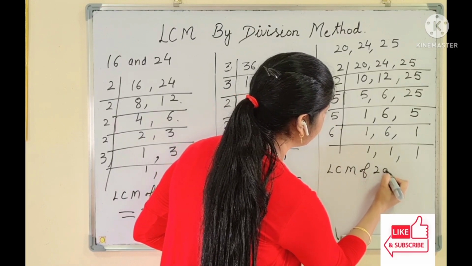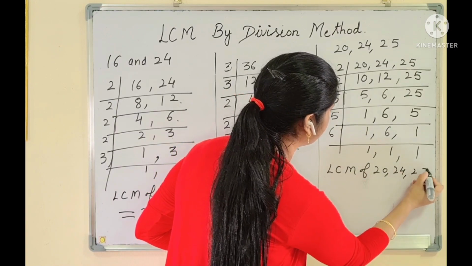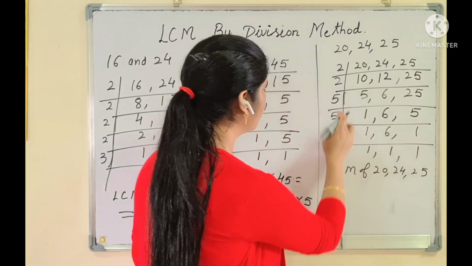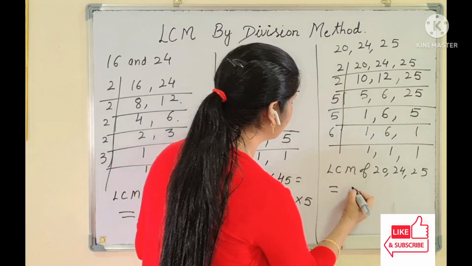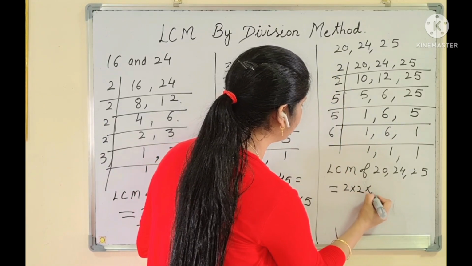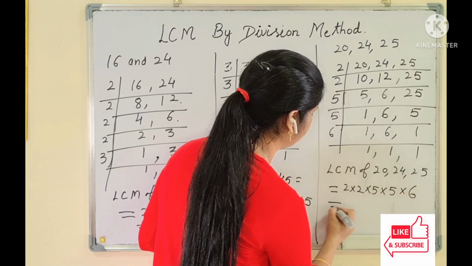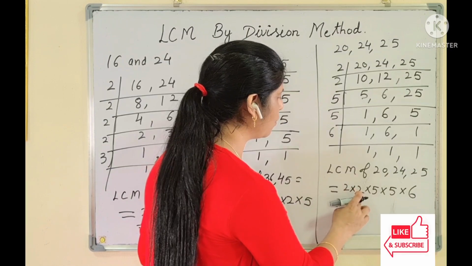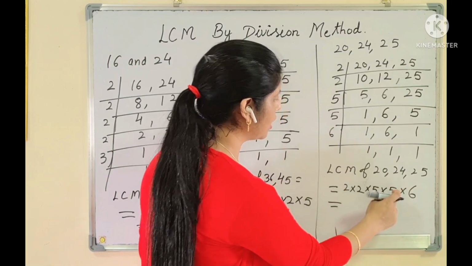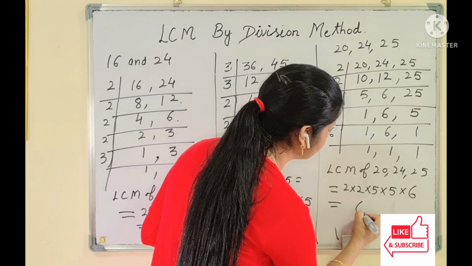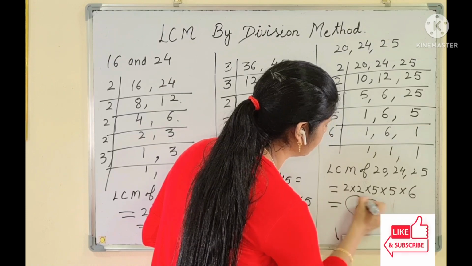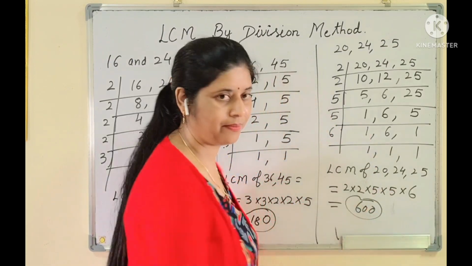LCM of 20, 24, 25 is equal to, multiplying all these numbers, 2 multiply 2 multiply 5 multiply 5 multiply 6, which is equal to: 2 2s are 4, 4 5s are 20, 20 5s are 100, 100 6s are 600. So this is the LCM.